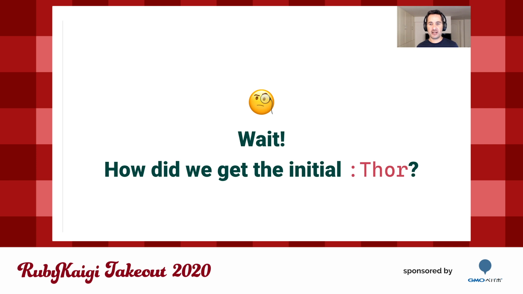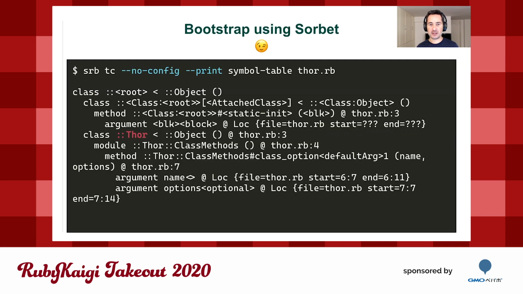And the way we found to resolve that was to bootstrap using Sorbet itself. So Sorbet, being a static type checker, needs to understand your Ruby code. Understanding Ruby code means it needs to be able to parse it and make sense of it. So you can actually ask Sorbet to print more than just static type error output.